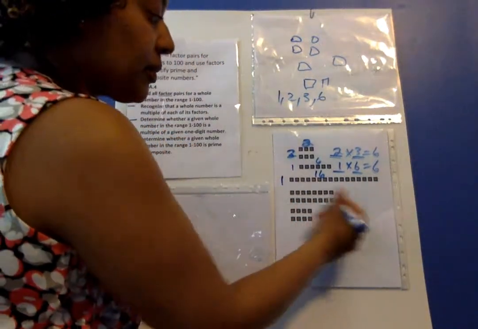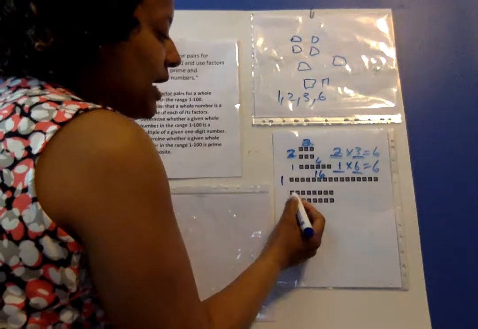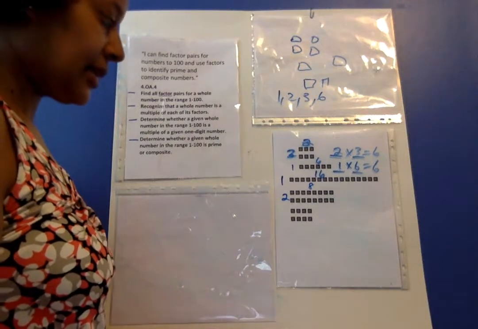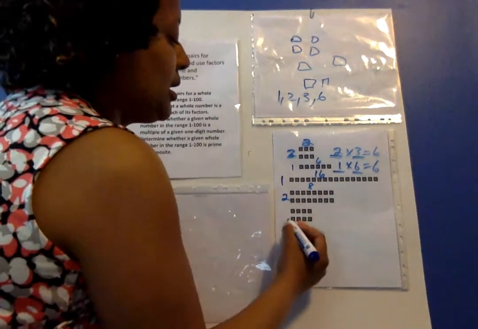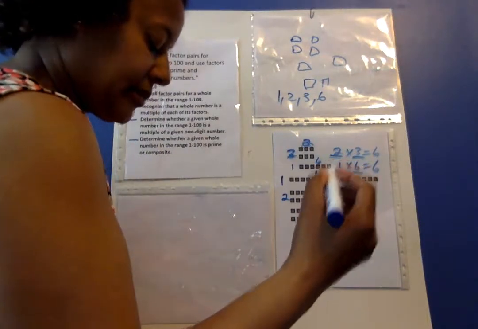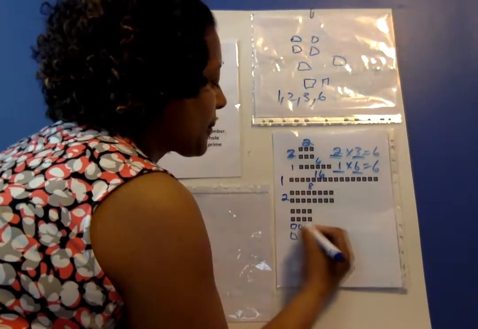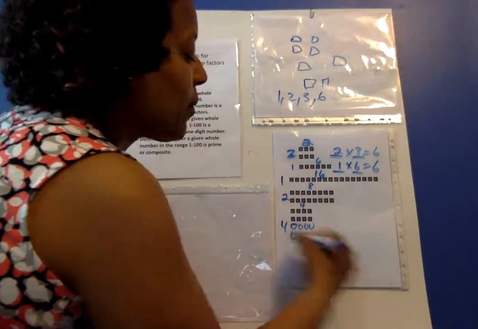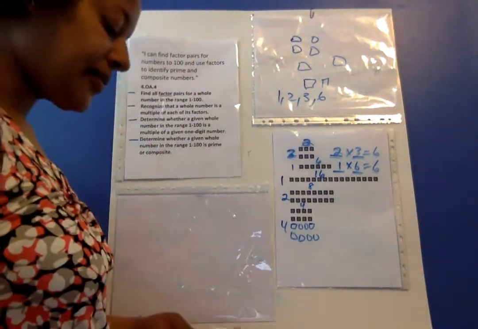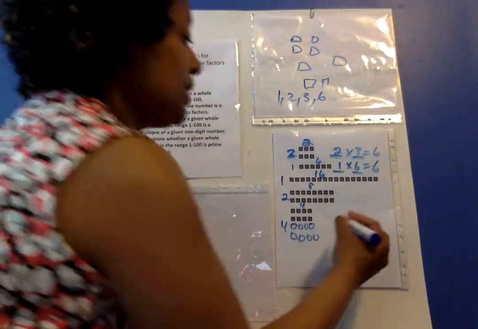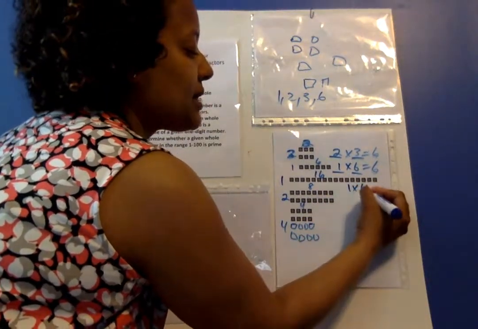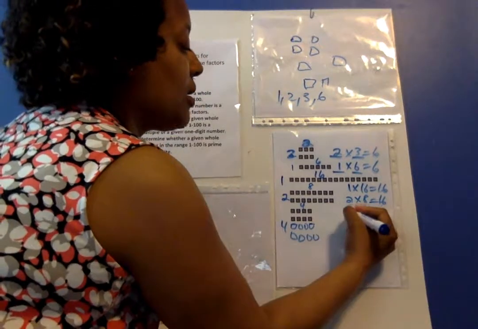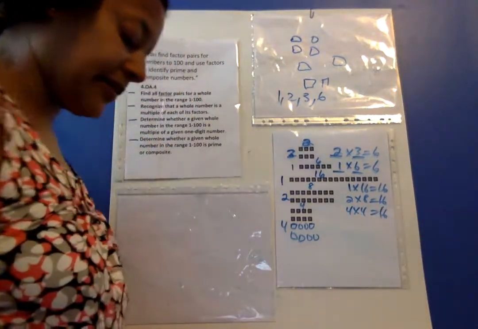There's another array that a student made, and this one has 2 rows and there are 8 in each. And the last one is 4 rows and 4 in each. Now let's write this out. 1 times 16 equals 16. 2 times 8 equals 16. 4 times 4 equals 16.